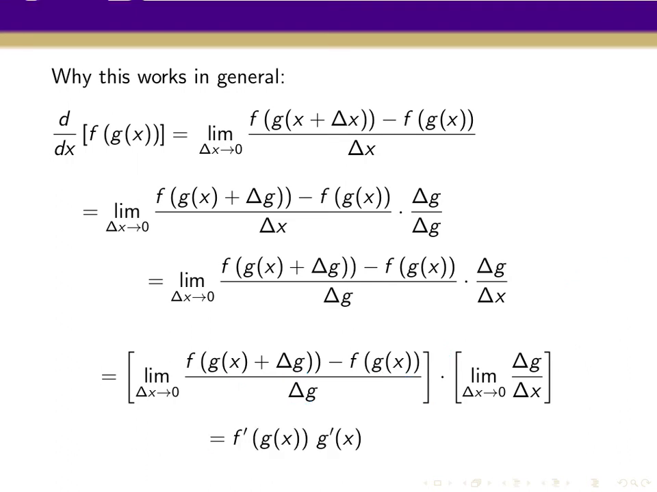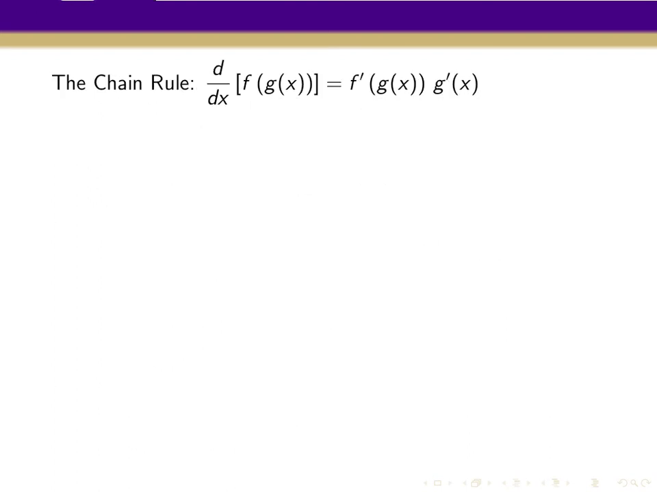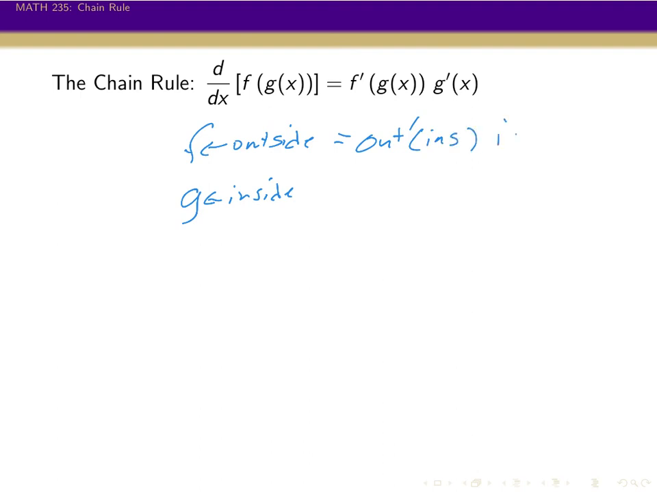Okay, and so we end up with what we saw before. The derivative of f of g of x is equal to f prime g of x times g prime of x. Okay, so here is our chain rule. So f is our outside function, g is our inside function. And so the way to think about this is the derivative of the outside with the inside plugged in, times the derivative of the inside function.